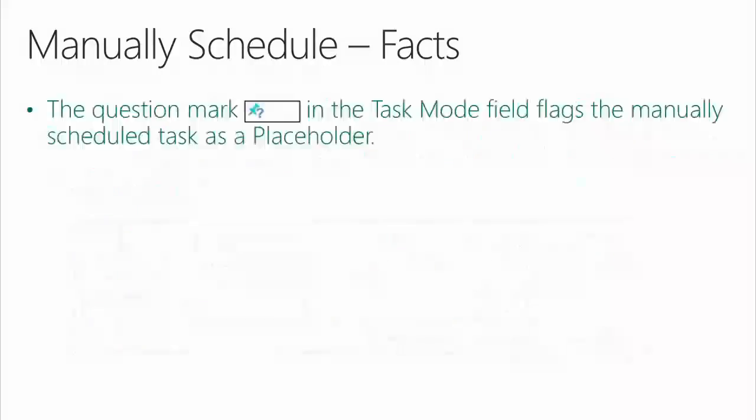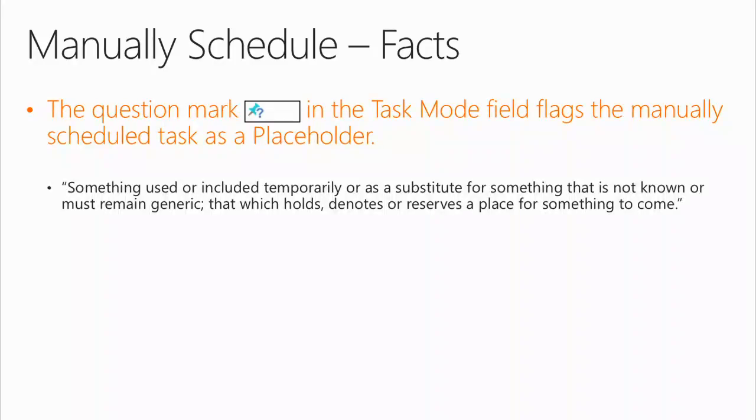All right? Now, here's another fact. The question mark in the task mode field flags the manually scheduled task as a placeholder. All right? Well, I went out and found a definition for placeholder: something used or included temporarily or as a substitute for something is not known or must remain generic, that which holds, denotes, or reserves a place for something to come.